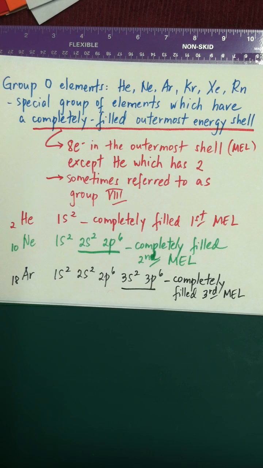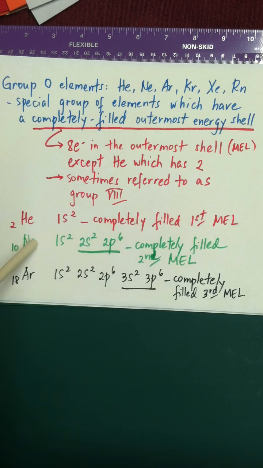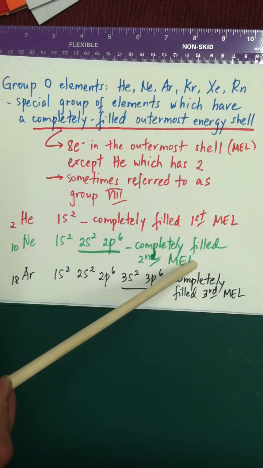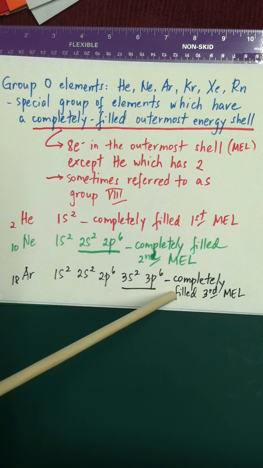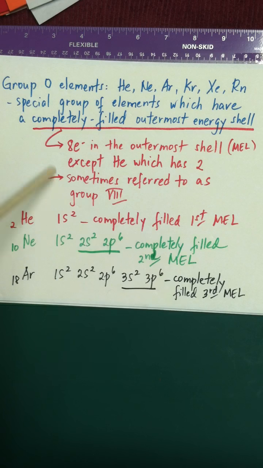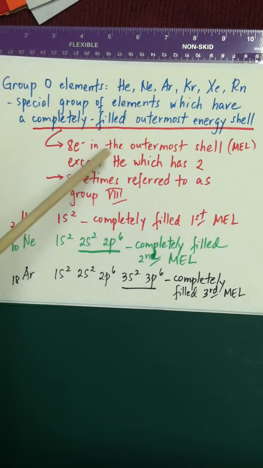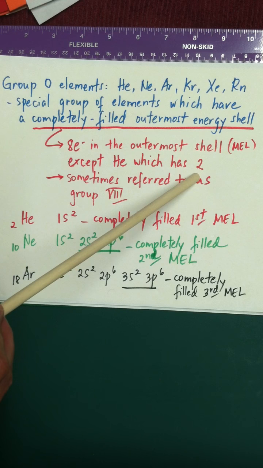If we look at the example here, helium has 2 electrons. It has a completely filled first main energy level. Neon has 10 electrons. It has a completely filled second main energy level. Argon has 18. It has a completely filled third main energy level. So remember, group 0 elements have 8 electrons in the outermost electron shell except helium, which has 2.